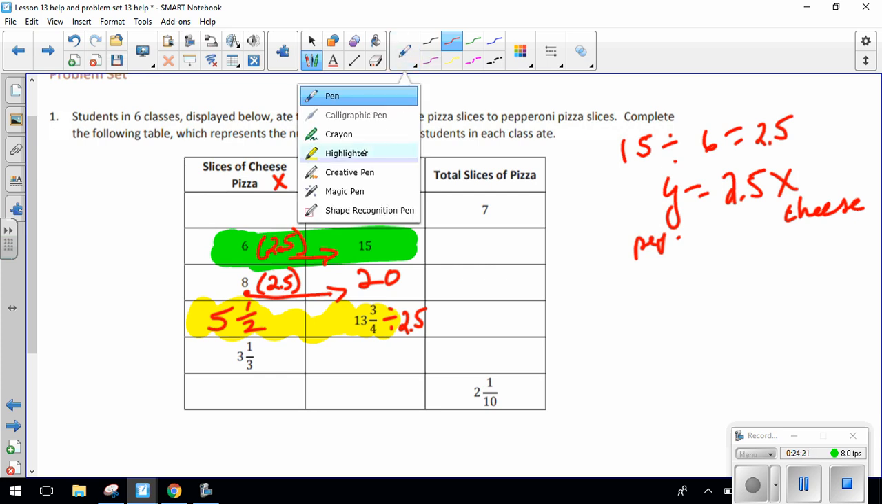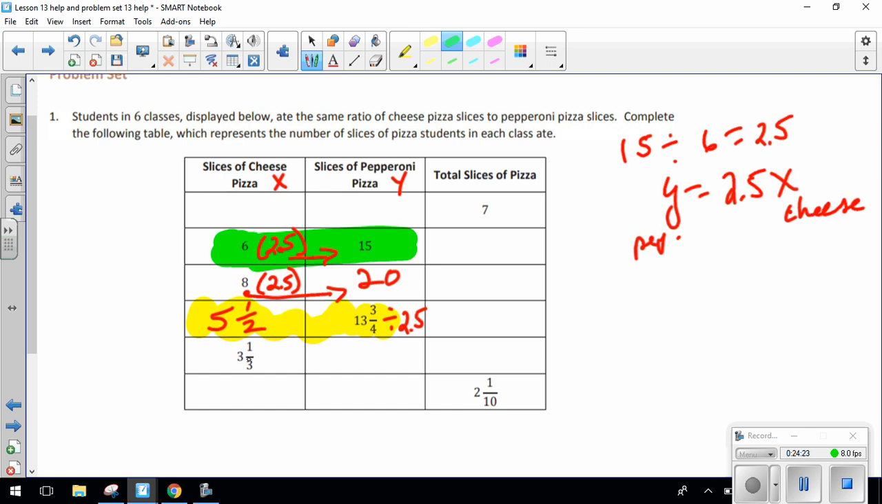Okay, for the next example, we are going left to right again. So in this scenario, since we're going left to right, we're going to continue multiplying by 2 1/2. So 3 times 2 1/2 gives us 8 1/3.